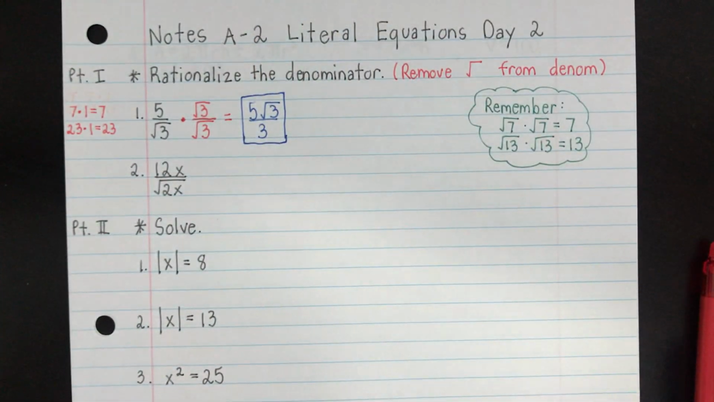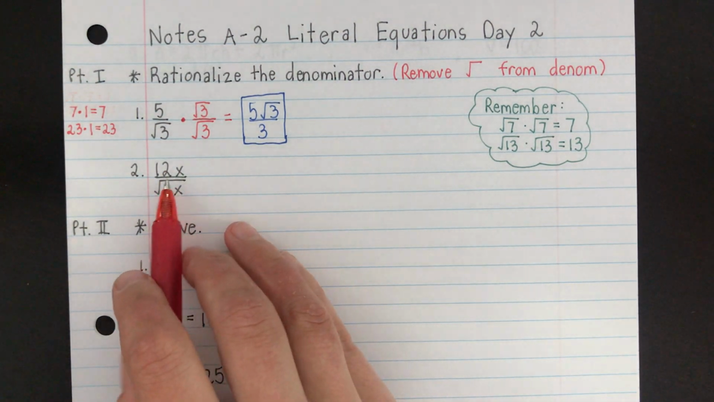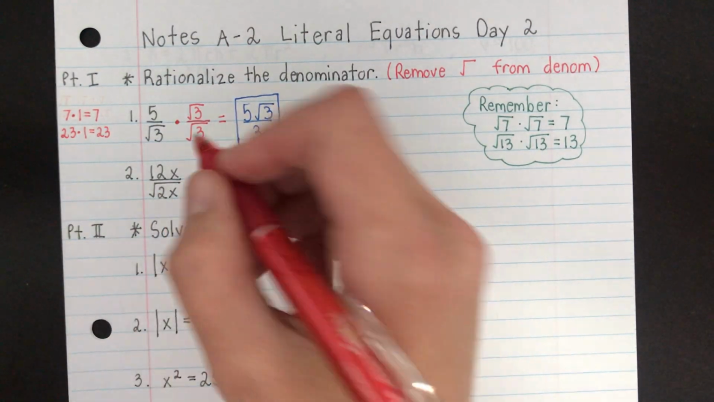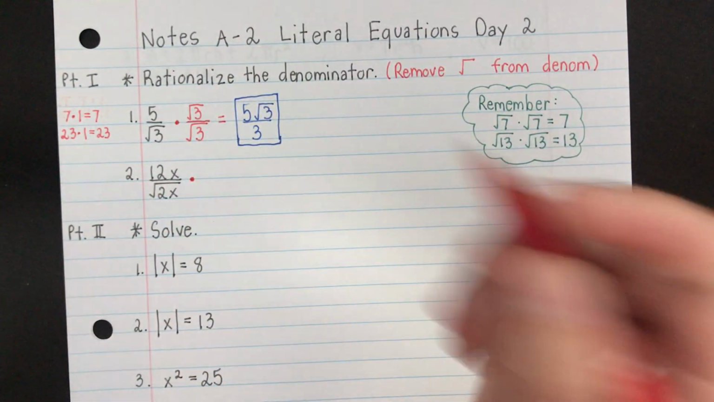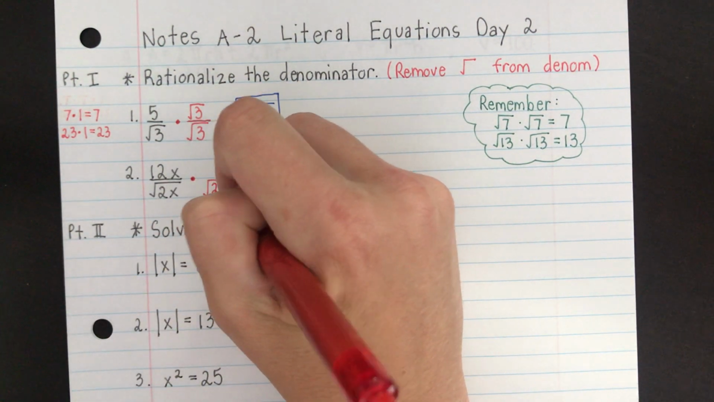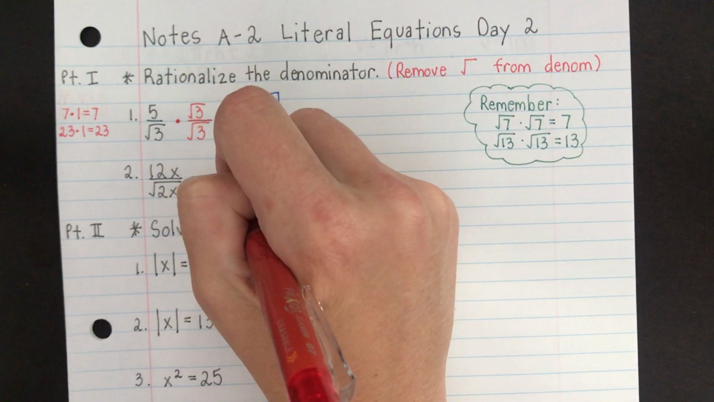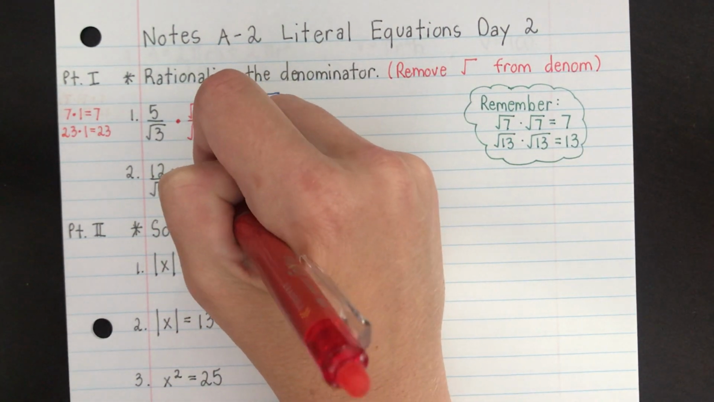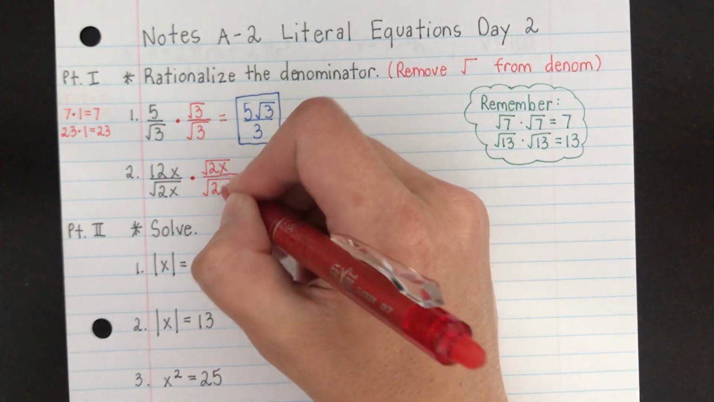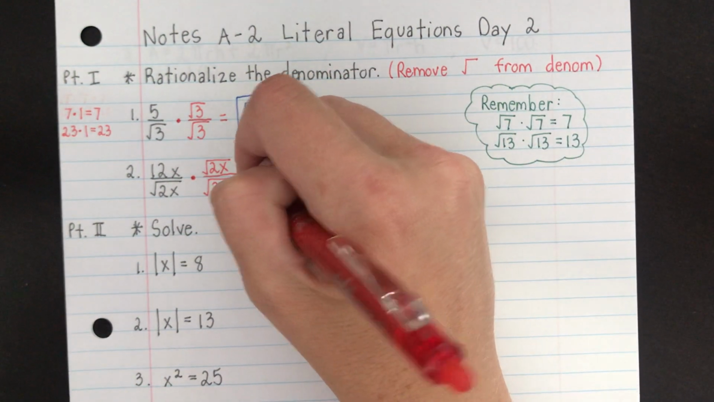Okay, next problem. On problem number 2, I know I'm working with variables, but the concept still stays the same. So 12x divided by square root of 2x. Again, if I want to rationalize the denominator, then I'm going to multiply by this exact same radical, because I know that will get rid of the radical. And of course, to make it legal, I've got to multiply both the numerator and the denominator by the same thing, because anything over itself is like 1, and multiplying something by 1 is legal.